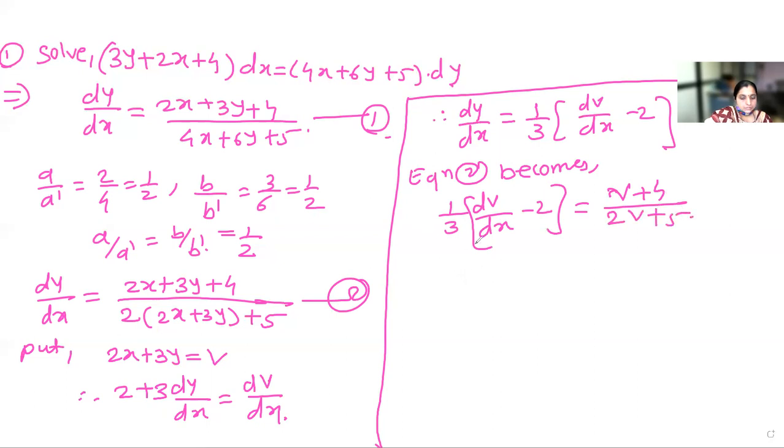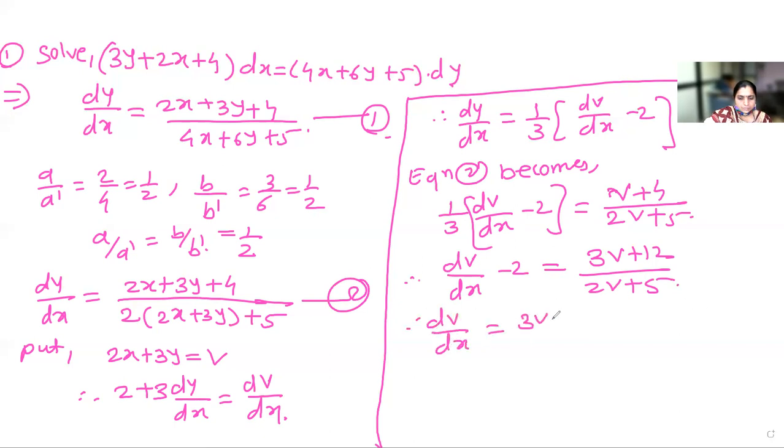Okay, now separate that dv accordingly and dx accordingly, such that the coefficient of dv becomes a v function and the coefficient of dx becomes an x function. In this way we separate the terms. Now this is variable separable. Therefore dv by dx minus 2 is equal to, take this 3 here, 3v plus 12 divided by 2v plus 5. Shift that 2 on this side, therefore dv by dx is equal to 3v plus 12 divided by 2v plus 5 plus 2.